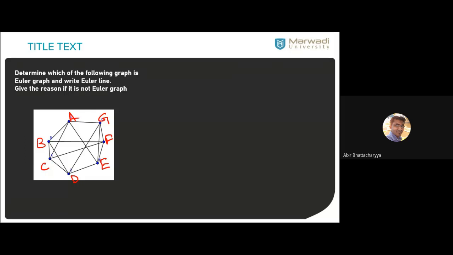Okay, Benedict, if you have completed, please write down your answer on chat box. If it is an Euler graph, write down Euler line. If it is not an Euler graph, then write down why.